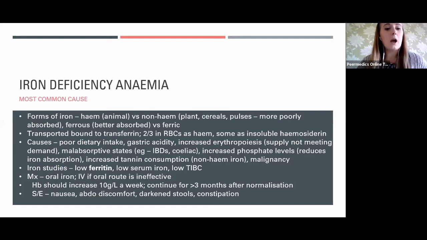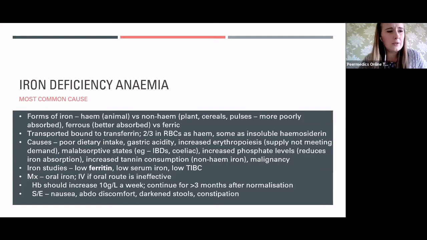On your iron studies, you'll generally have low ferritin unless there's some kind of inflammation going on. You'll have low serum iron, and high total iron binding capacity, because your transferrin is empty. Sorry, TIBC should be high, I need to change that. It's high because it has the capacity to bind a lot of iron, but there isn't any iron there to bind.